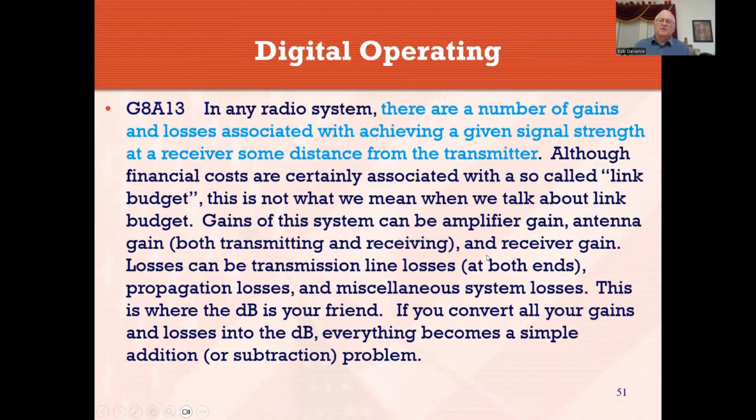The number of gains and losses associated with achieving a given signal strength at a receiver at some distance from the transmitter is called the link budget. In other words, we take all the gains out of the transmitter, including the gain of the transmitter itself, the gain at the antenna, and then the receiver's end, if he has loss or gain, if he's got a gain antenna or a loss antenna, loss in the coax and all that. And we come up with a number for that, and we call that the link budget.